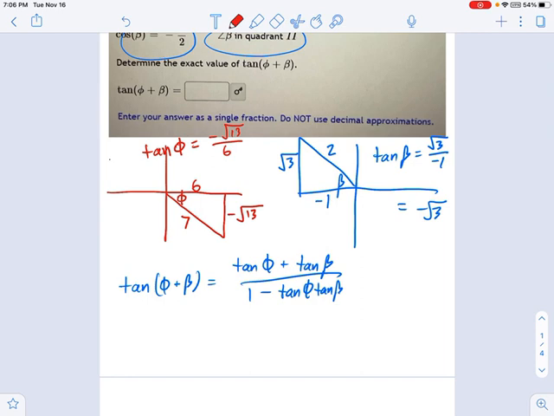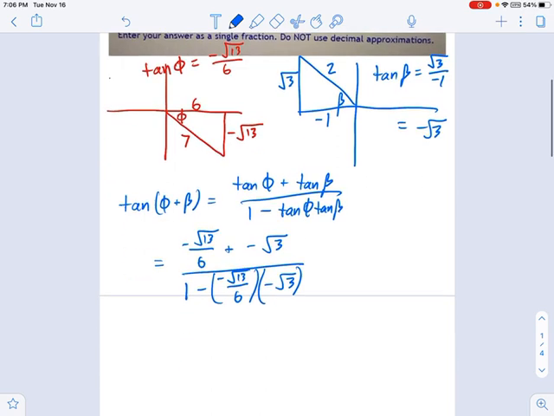So here we go. And you know what? I'll just stick with blue. Tangent of phi, that is negative radical 13 over 6. Okay, plus tangent of beta. Well, that one's nice. That's just negative radical 3. It's not a fraction. And then on the bottom, I have 1 minus tangent of phi. That's negative radical 13 over 6 times tangent of beta. Let's use some parentheses to keep these negatives straight. Radical 3. Okay, so we can simplify this a little bit by multiplying those radicals together on the bottom.